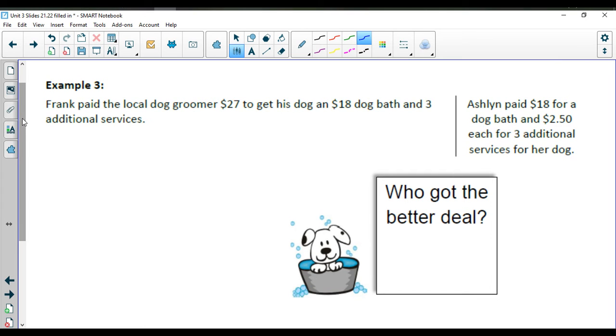Example number 3. Frank paid the local dog groomer $27 to get his dog an $18 dog bath and 3 additional services.